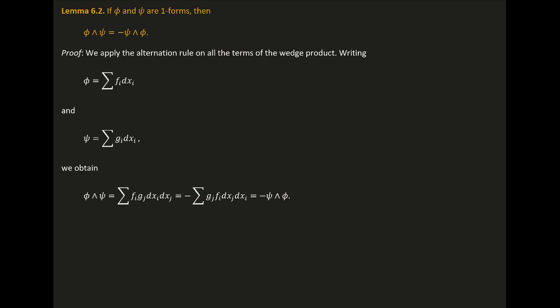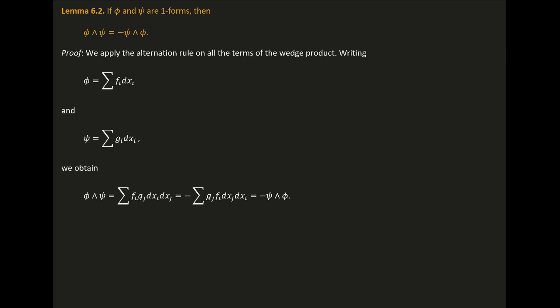We prove the following lemma. If phi and psi are one forms, then phi wedged with psi is equal to the negative of psi wedged with phi. So this is a more general alternation rule for differential forms. We apply the alternation rule on all of the terms of the wedge product in order to obtain this lemma.